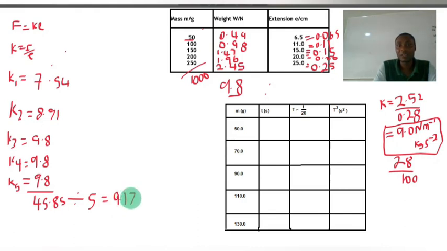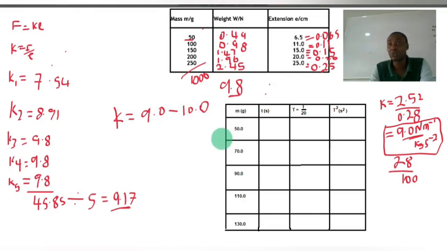Now you can see that from both methods, I got 9 point something here, and also 9 point something here. So the value of k that you are going to use should range between 9.0 to 10.0. So choose a value from this. You see that this is a force constant of a known spring. So you're going to choose any value from this to do your manipulation.